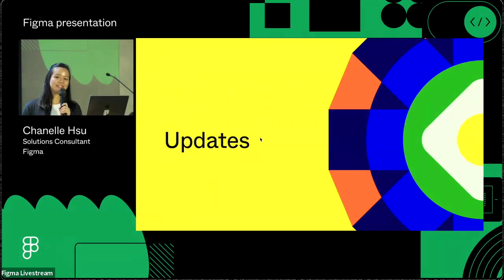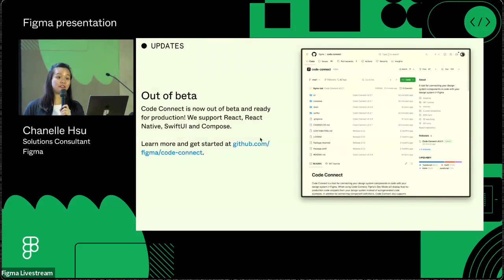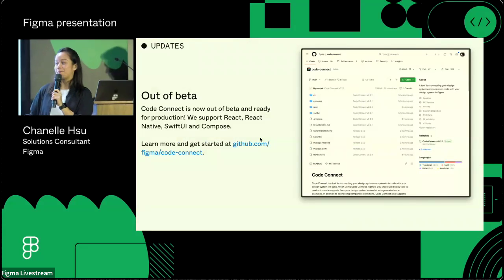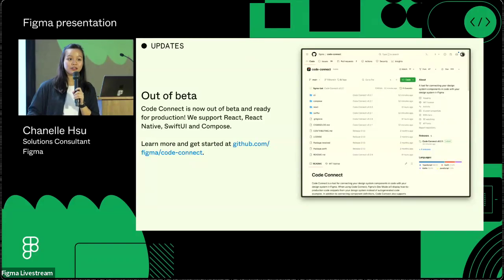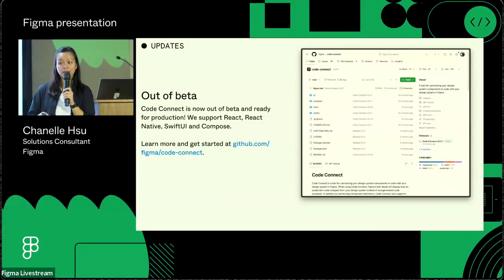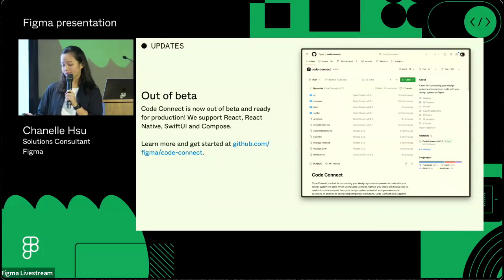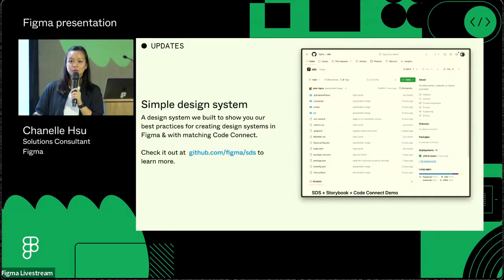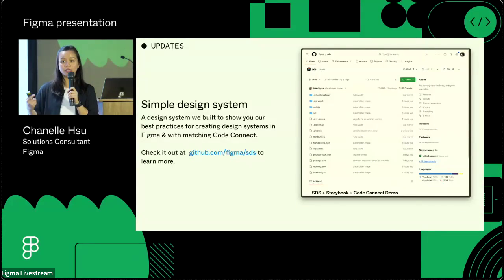All right, so updates time. The good news is that it is out of beta. In fact, we are supporting React, React Native, SwiftUI, as well as Compose for Code Connect. We have also at the same time launched our GitHub repository, which is an open source example of how you can leverage Code Connect with React right here. The next thing you might want to check out is our simple design system, which is where you can start to look at best practices and how you can lean into Code Connect as you start to scale your product design system.